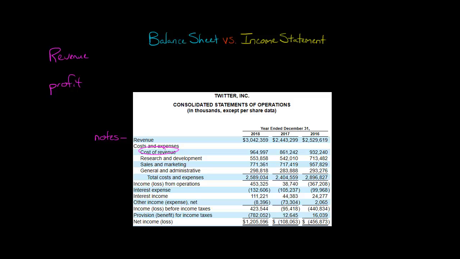Cost of revenue, which is like their data hosting costs and so forth. There's a note in the financial statement that tells you what cost of revenue is. So you have R&D, sales and marketing. You have all these different expenses here. So we take our revenue minus our expenses, and then that leads to the profit, which we call net income. And if we have more expenses than revenues, then we will have a loss in parentheses here. So for the year ended December 31st, 2017, Twitter lost a little over $100 million. And then almost $500 million they lost during 2016.